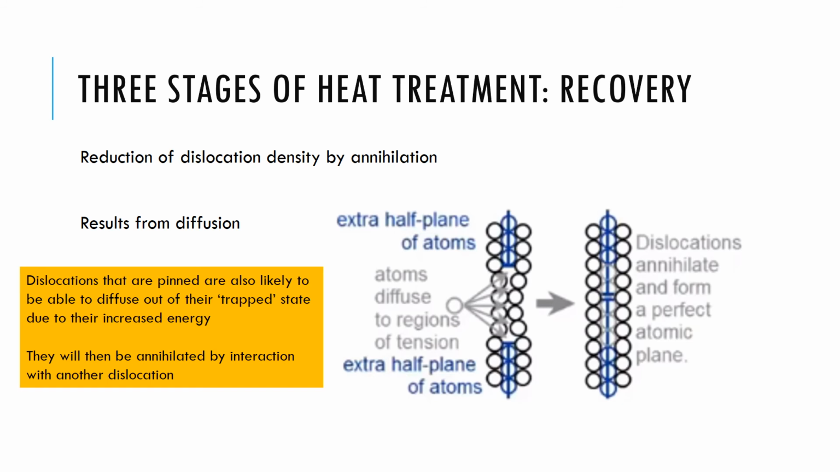The first then is the recovery stage, which is when we really start to reduce the dislocation density by annihilation. This entirely results from diffusion. So we're heating the system up, we're allowing diffusion to occur, and we're actually encouraging those slip planes to move. And if they move, then they're able to annihilate one another. And that leads to a reduction in dislocation density.